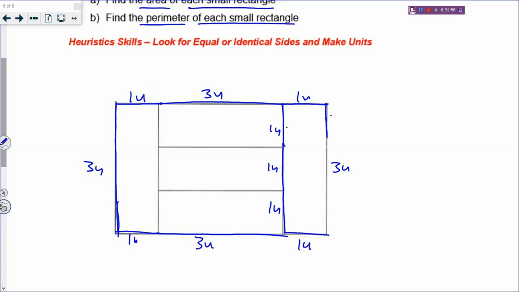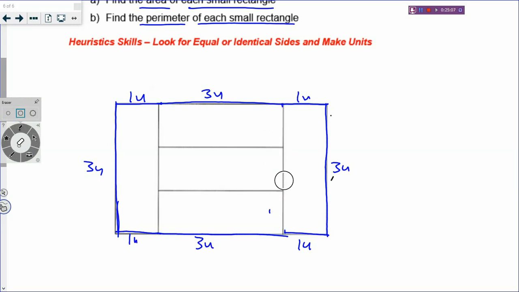And of course, this is the length of the rectangle, which is another 3 units. Okay, let me just erase the line here, and let me just erase all this. So how do you find perimeter? Perimeter means to add the sides of the figure. So what is the figure? The figure is the entire thing, right?